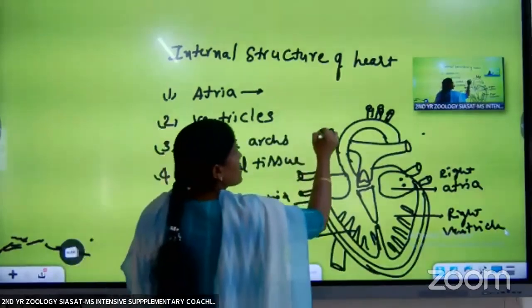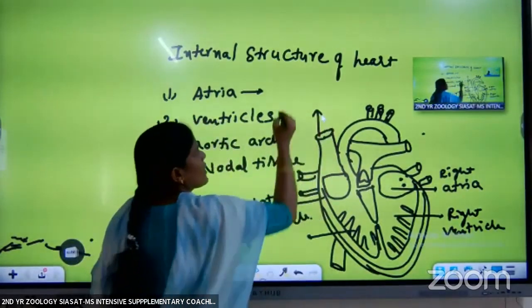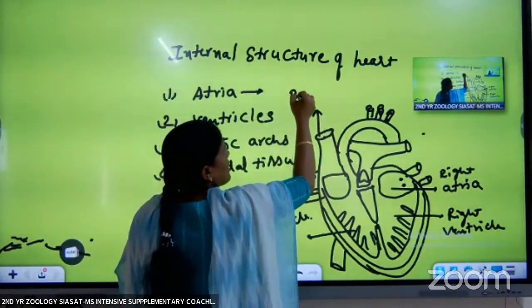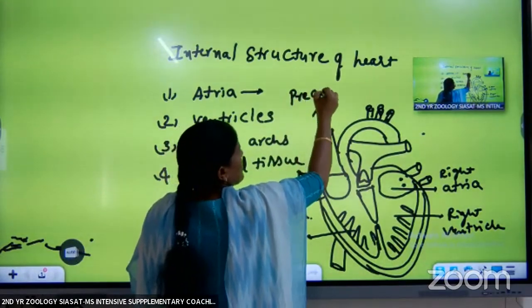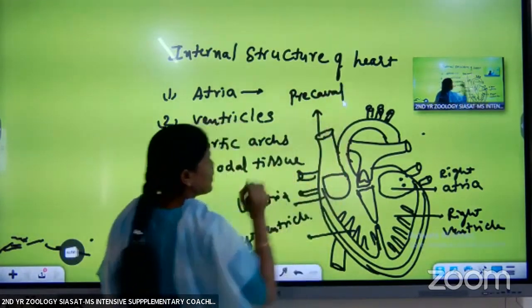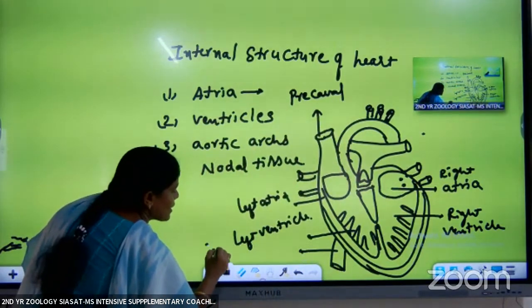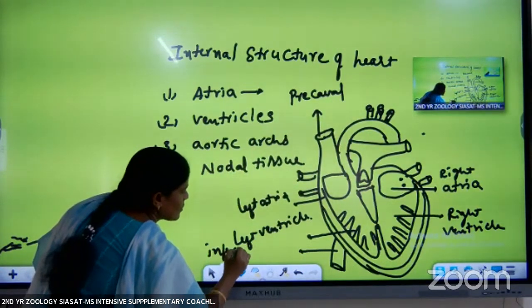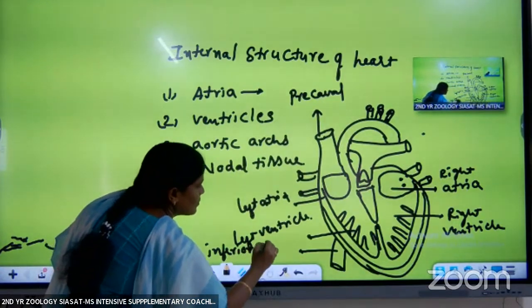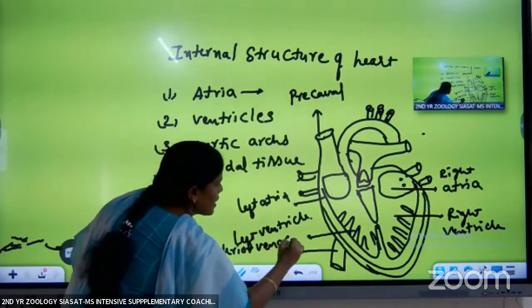And this one is called the superior vena cava, or precaval vein. This is also called the precaval vein, or the superior vena cava. Down below it is the inferior vena cava.